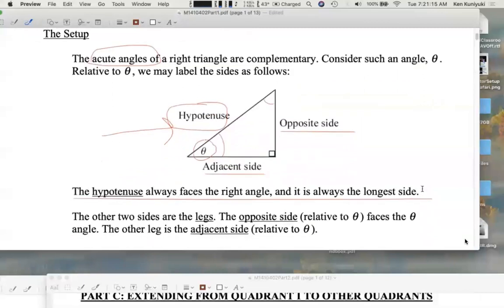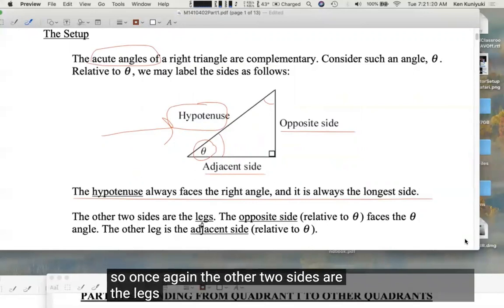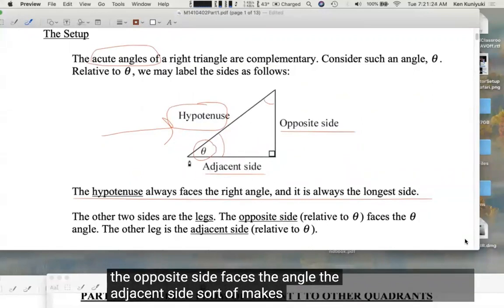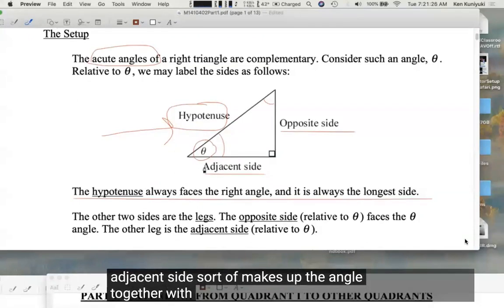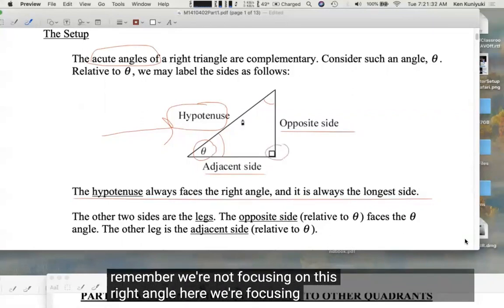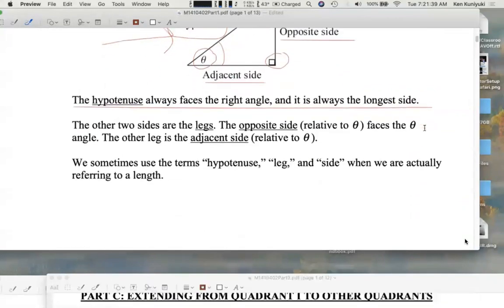So once again, the other 2 sides are the legs. The opposite side faces the angle. The adjacent side sort of makes up the angle, together with the hypotenuse. Remember, we're not focusing on this right angle here. We're focusing on one of these two acute angles that are complementary.